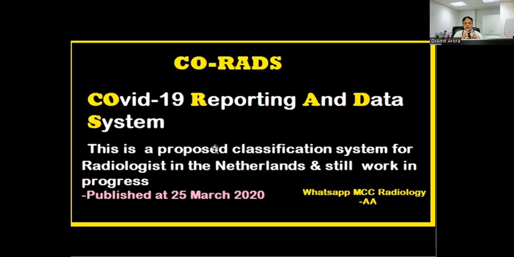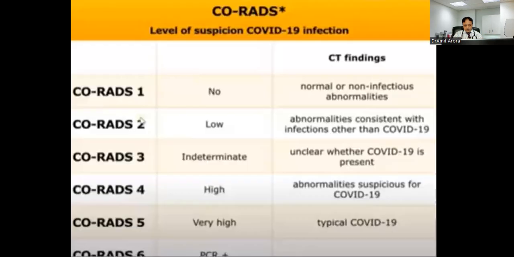There are six types of categories: one, two, three, four, five, six. In CT, we are mostly dealing only with one to five, because number six is when RT-PCR is positive, and we will call it directly as CO-RADS 6. No need of CT for that. But for CT, if RT-PCR is not available, then we will make the categorization with the help of the findings, so these are some criteria for CO-RADS 1, 2, 3, 4.